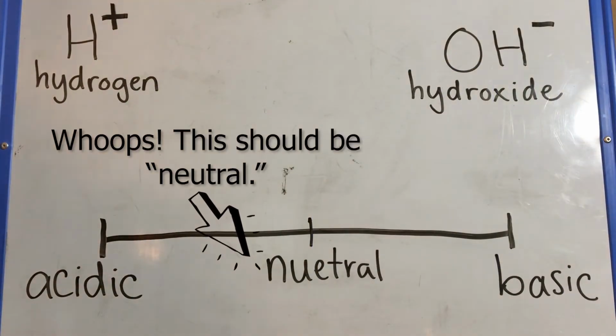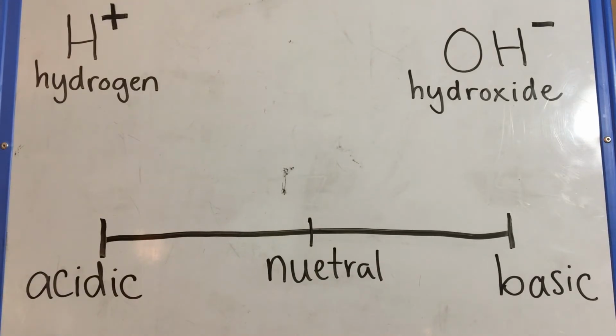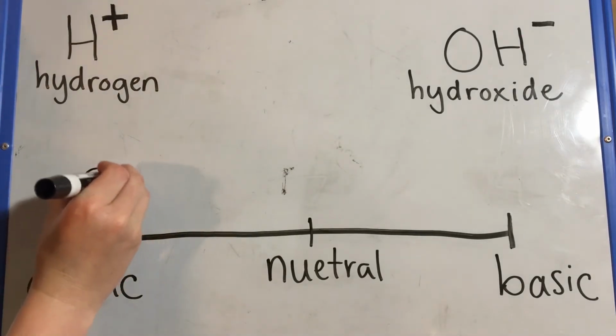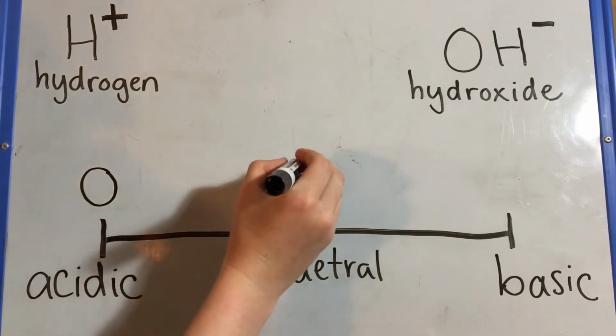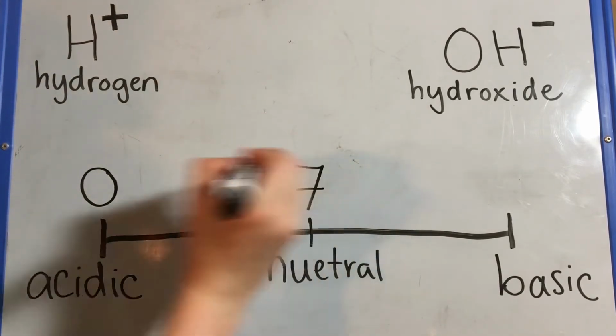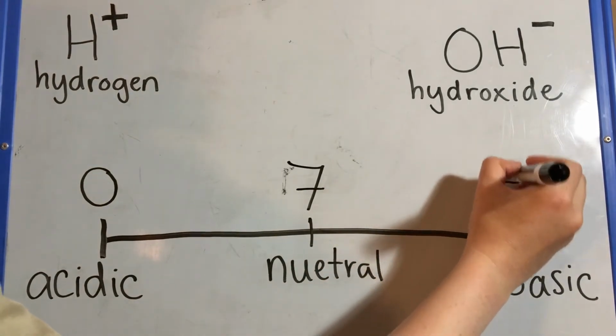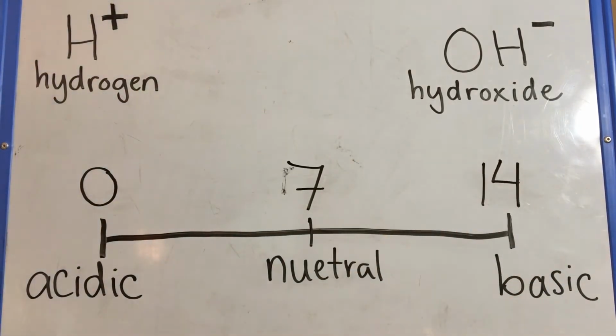pH is the scale we use to measure how acidic or basic a liquid is. The pH scale goes from 0 to 14, where 0 is very acidic, 7 is neutral, and 14 is very basic. Don't forget that the pH scale is logarithmic.